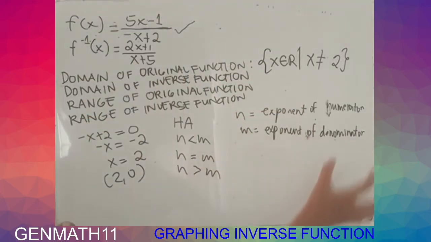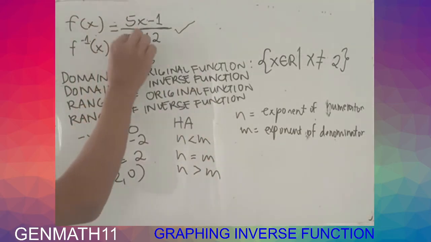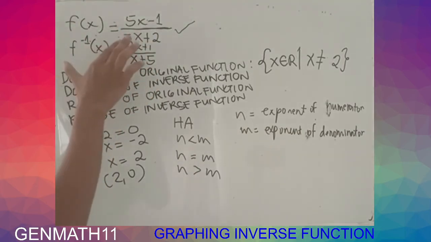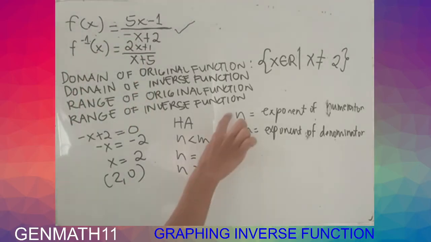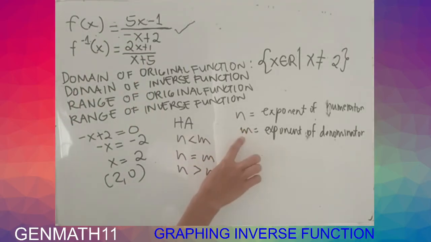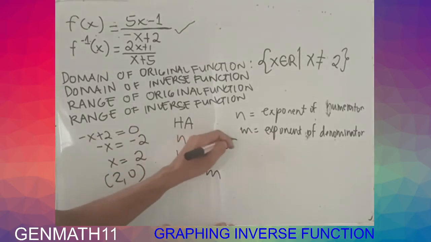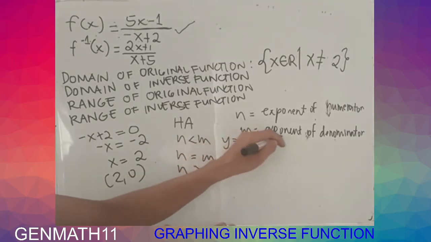Then, m is the exponent of the denominator, the exponent of its leading term. So, the exponent of the leading term in our variable is also 1. So, n is 1 and m is 1. So, we'll read here: if n is less than m, our horizontal asymptote is 0. So, y is 0.